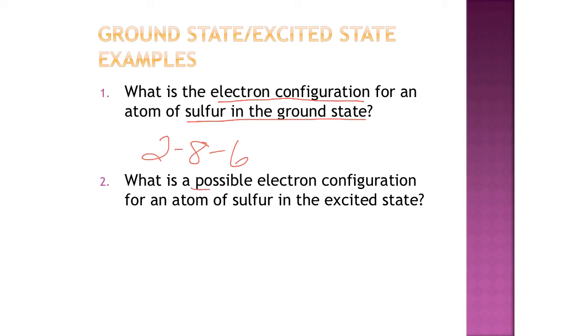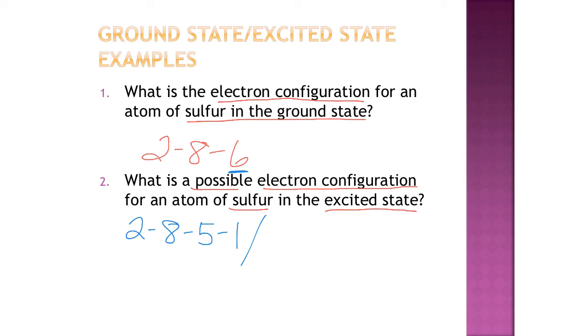What is a possible, so you could have more than one correct answer for this, electron configuration for an atom of sulfur in the excited state? So when an atom is excited, it has gained energy. One or more electrons have bumped out to a higher energy level. So one possibility would be 2, 8, 5, 1. In this case, one of the valence electrons has bumped out to a higher energy level. So one of the valence electrons moved out to the previously unfilled fourth energy level.